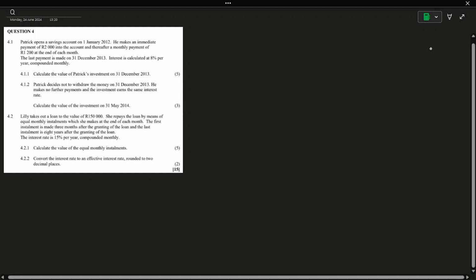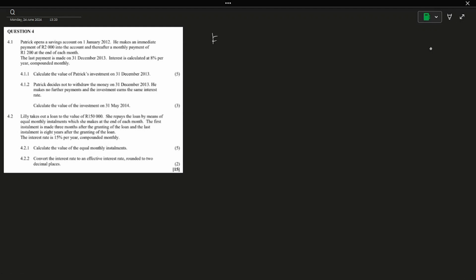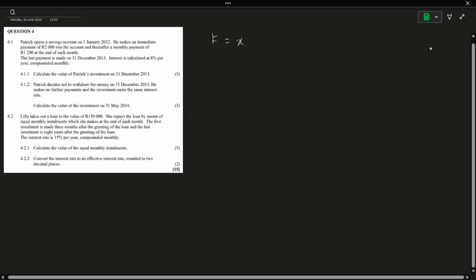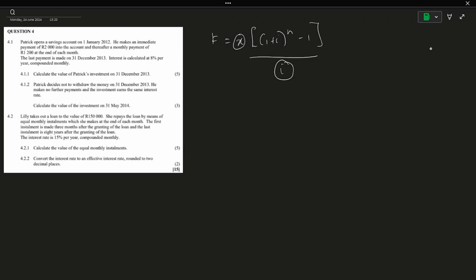So in this case, we know that this person was putting away money, so they were depositing money. If a person is depositing money, we know that we're going to be using the future value formula, which is going to say F equal to X into 1 plus I to the power of N minus 1, all divided by I, right? To get X and to get I is always the easiest part, but the challenge always comes at getting our N. But let's see what happens in this one.